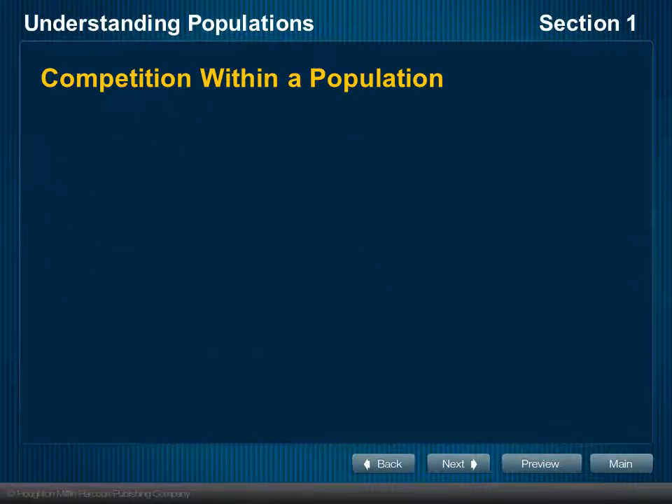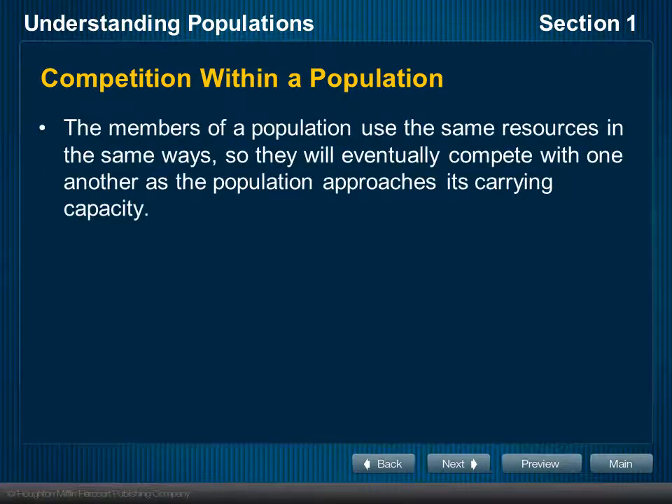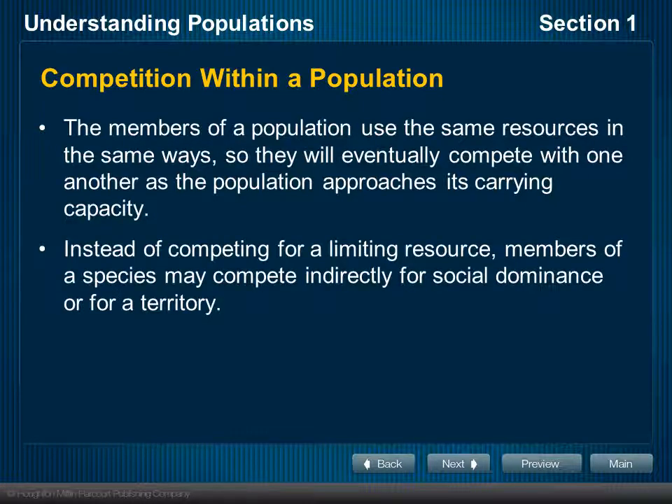There's also obviously competition within a population. Okay, members of the population are going to use the same resources in the same ways, so they have to compete. Okay, and this is going to cause any given population of any given species to near or be at its carrying capacity.